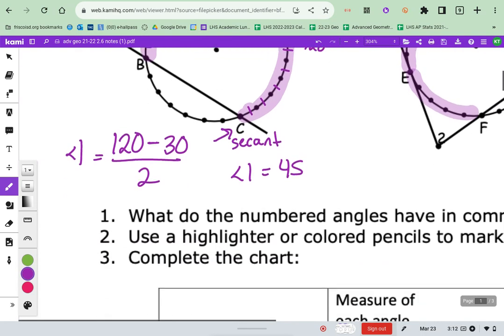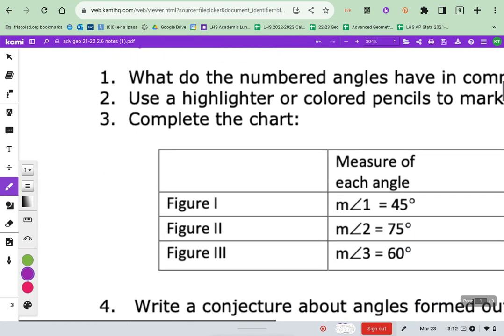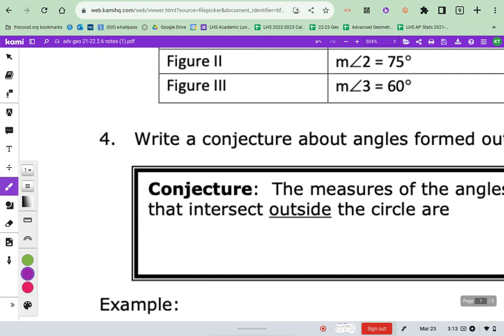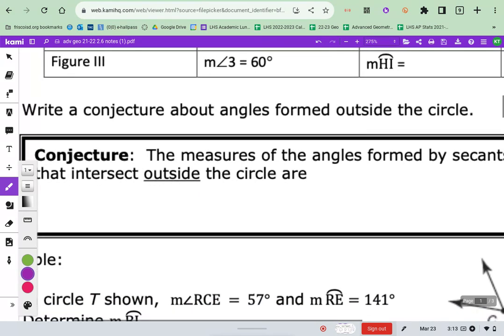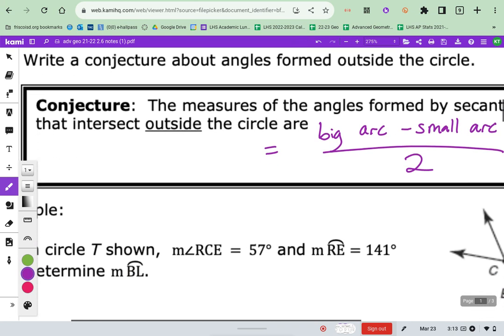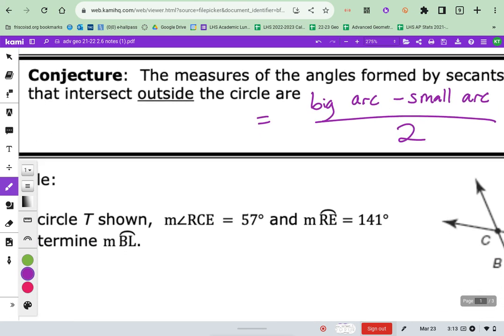Okay, so I'm going to kind of break the rules of your notes and skip the chart because I told you the rule already. So let's skip to the conjecture so we can write down an actual formula. So our conjecture again is that the angle outside the circle equals, I'm going to say big arc minus small arc divided by 2. So with that in mind, let's try the example on the bottom.